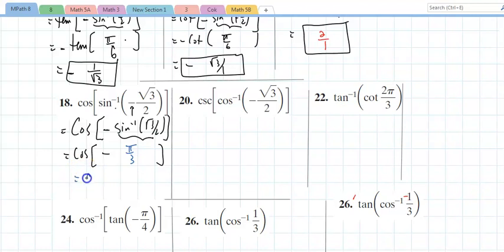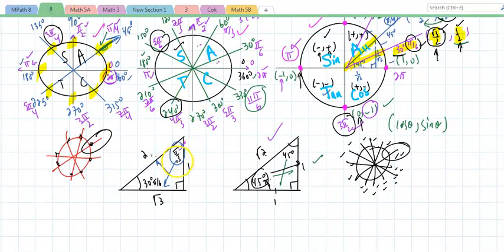And isn't cosine an even function? The inverse is not, but the cosine is. And what would be the cosine of pi over 3? There's pi over 3. Cosine is the adjacent over the hypotenuse. That is 1/2.